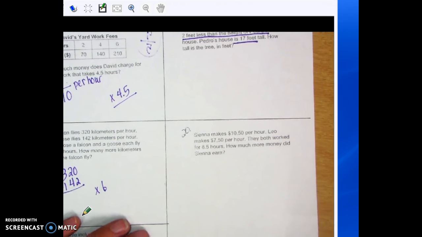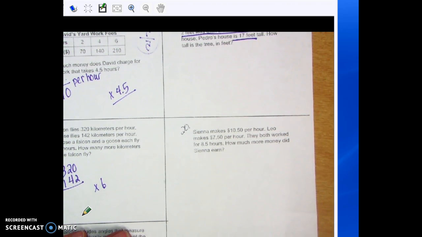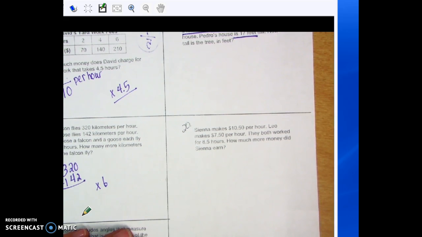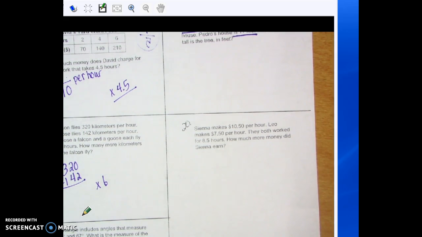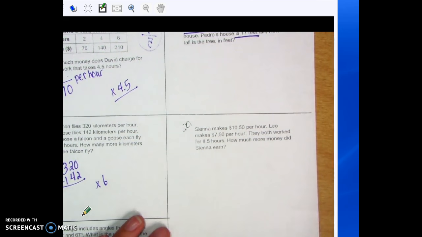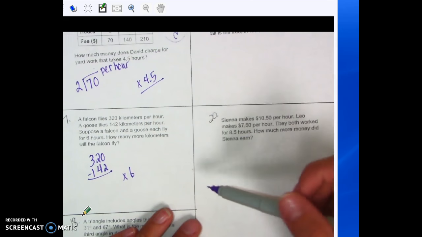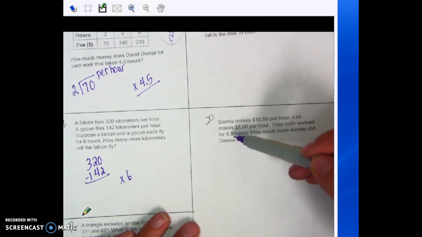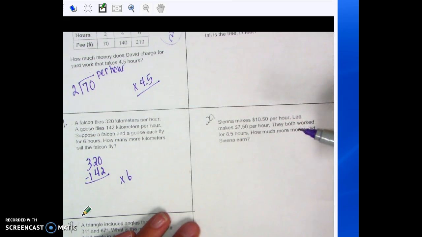Okay, number 20. Sienna makes $10.50 per hour. Leo makes $7.50 per hour. They both work 8.5 hours. How much more money did Sienna earn? Okay, that means in the whole 8.5 hours. So again, kind of like this problem over here, you could find how much Sienna makes in 8.5 hours and how much Leo makes in 8.5 hours, and then subtract to find their difference.